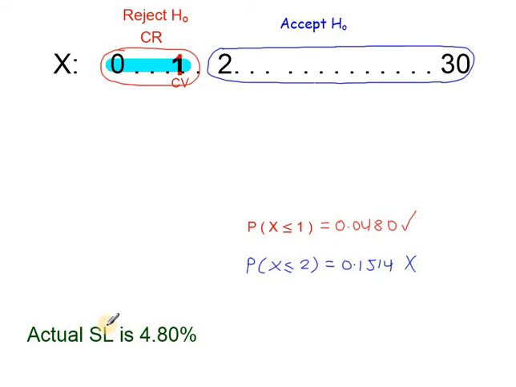The actual significance level of the test is the exact probability of the critical region, and that's not 5%. The exact probability of this region, P(X ≤ 1), is 0.0480. As a percentage, it's 4.80%. This is called the exact significance level used for the test. And a test value that's 0 or 1 leads to a rejection of H0, and any test value from 2 to 30 would lead to an acceptance of H0.